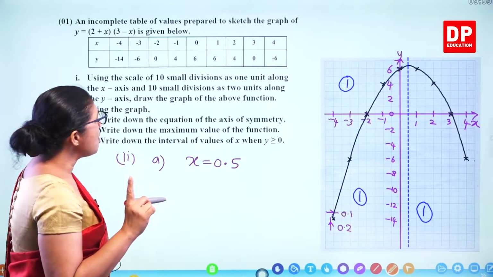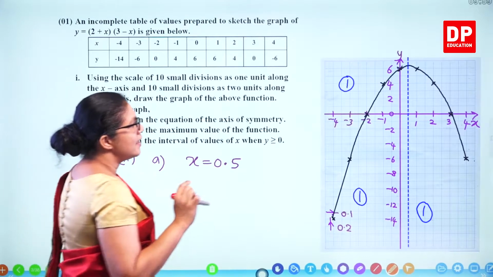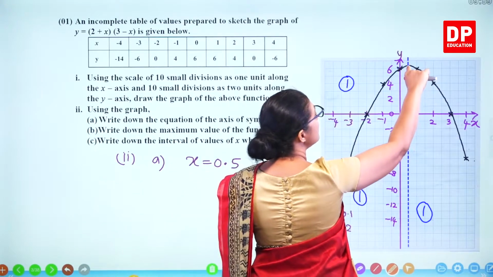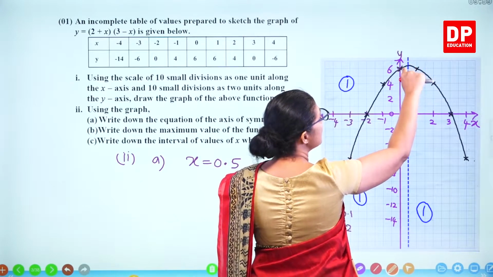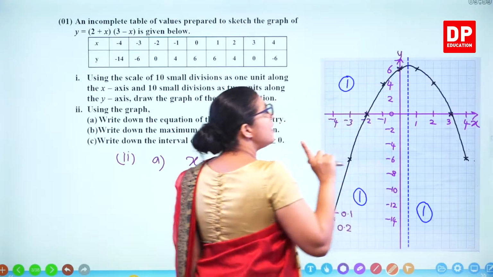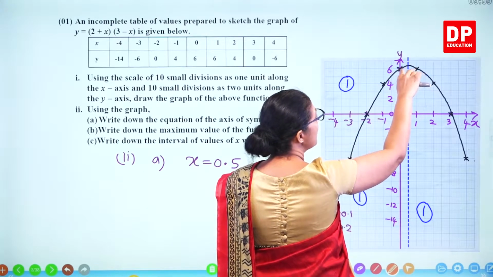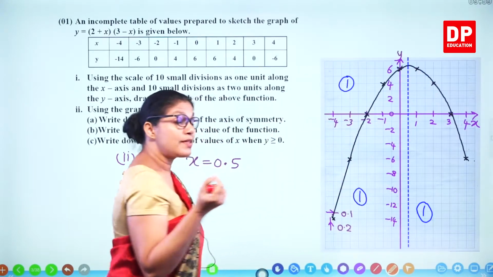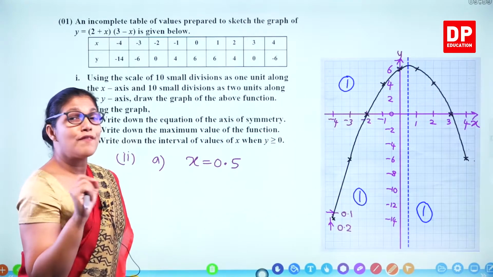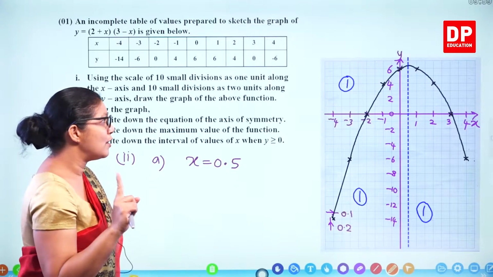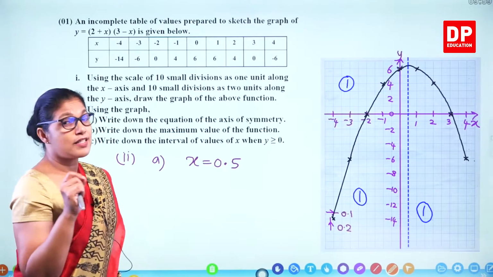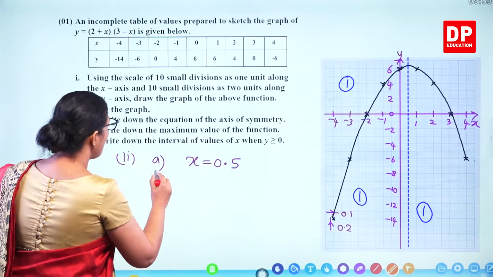Write down the maximum value of the function. Now here, this value is above 6. So when you read the point, we can't read it properly. So we can substitute the value of x into the function and find the y value. Then you get the correct maximum value. So we'll do that now.